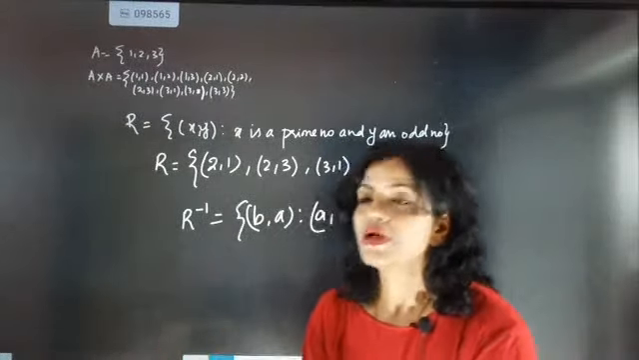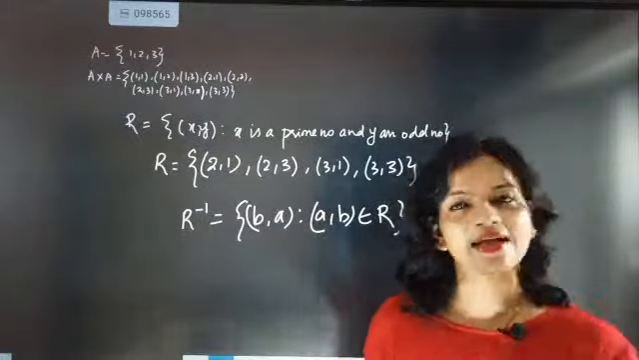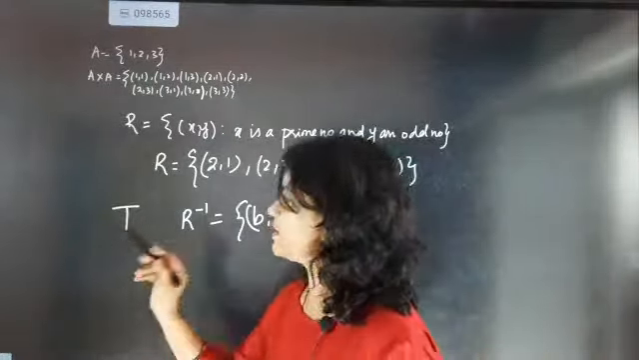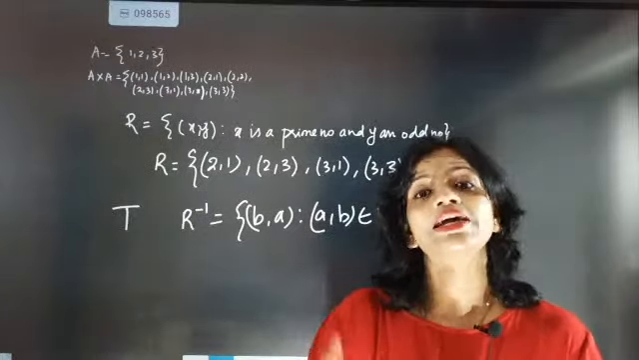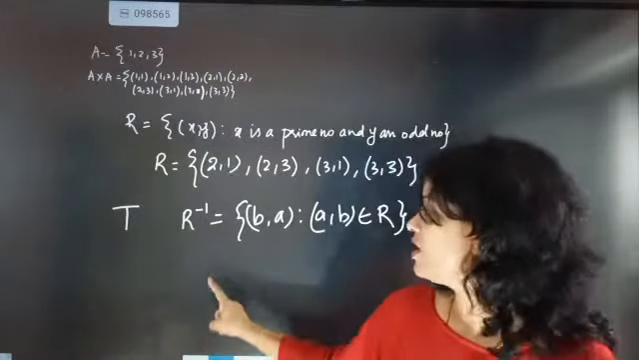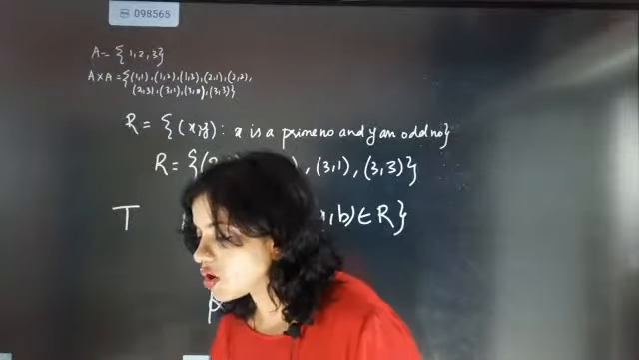Fine. Now look here. This is the point only where we make a mistake. Exactly, this statement is a true statement. You know what? This is inverse. This is not a relation. It is inverse of a relation. When you are writing R to the power minus 1, this is not a relation.